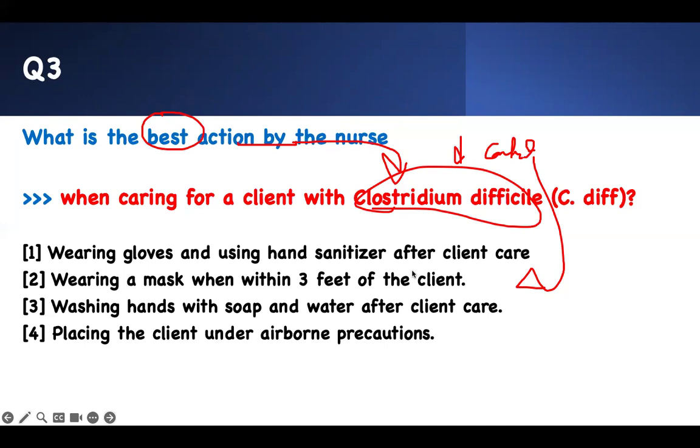After you take care of a patient with Clostridium difficile, he has spores. These spores cannot be destroyed with a regular hand sanitizer. So you need to wash your hands. So after care, hand sanitizer is wrong.